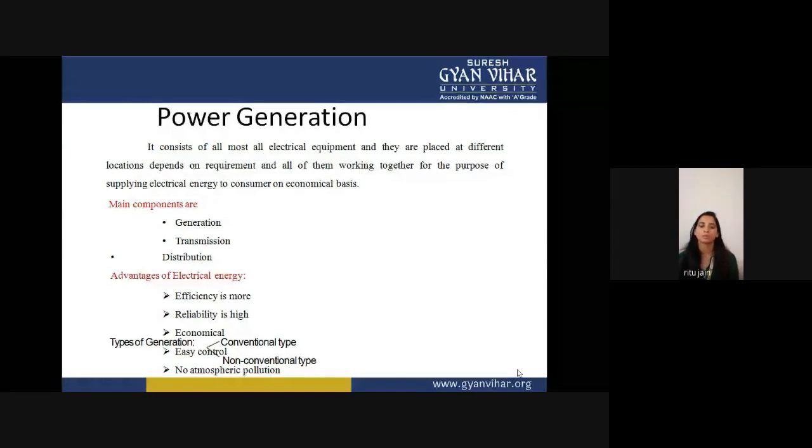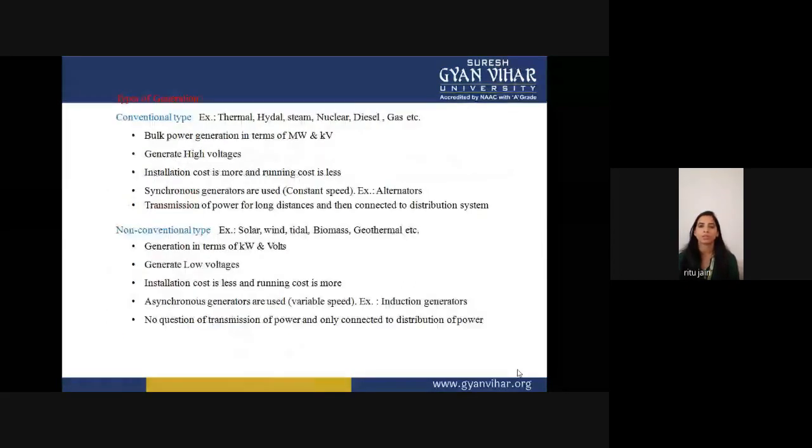So, let's talk about the types of generation. One is the conventional type. In the conventional type, we use thermal power plants, hydropower plants, steam power plants, nuclear power plants, diesel power plants, and gas power plants. This is bulk power generation in terms of megawatts and kilowatts, generating high voltages. Installation cost is more and running cost is less. Synchronous generators are used, with transmission of power over long distances and then connection to the distribution system.